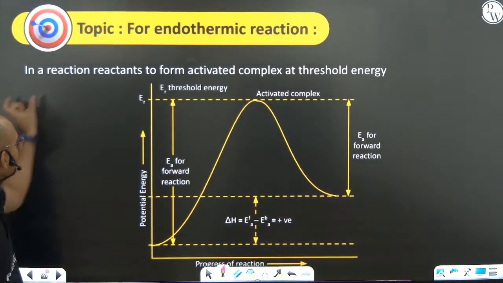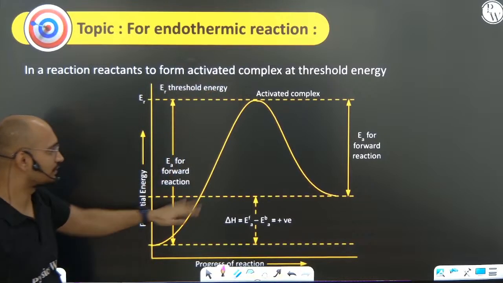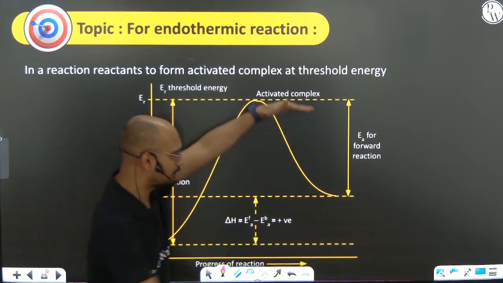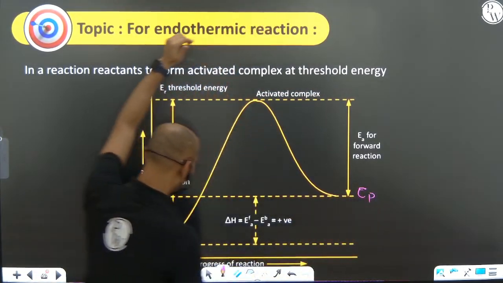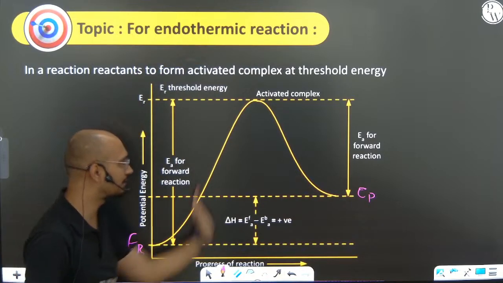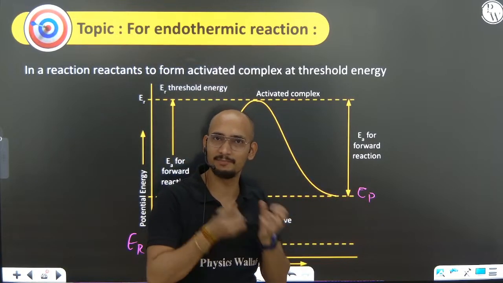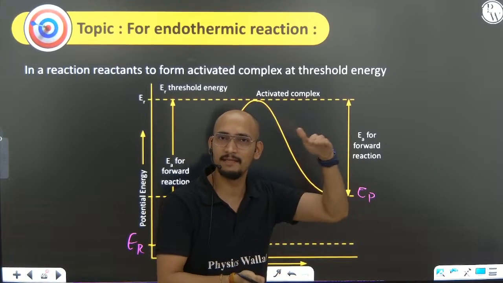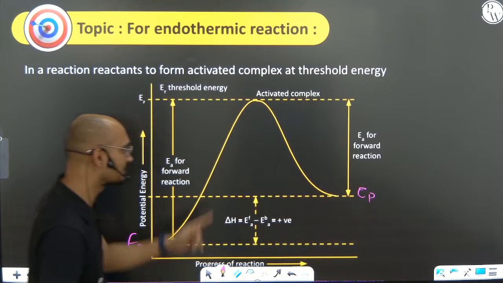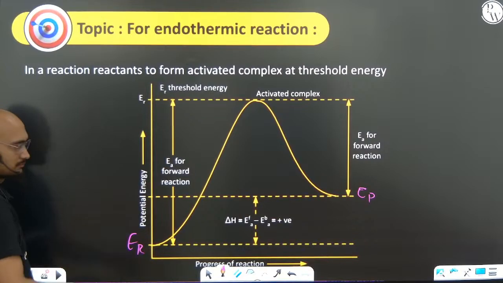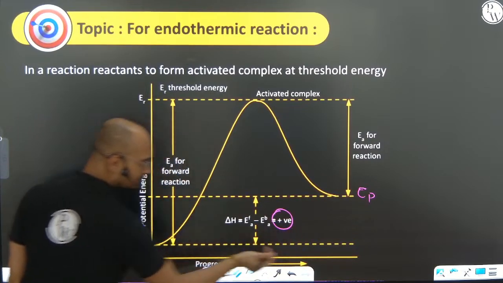Next, in a reaction to form, now see, it is an endothermic reaction. Can you see that the energy of the product is more, the energy of the reactant is less? Therefore, energy is being absorbed. Only when energy is absorbed will the final energy be more than the initial energy. It is again the same thing. Because delta H here is positive, it is an endothermic reaction.